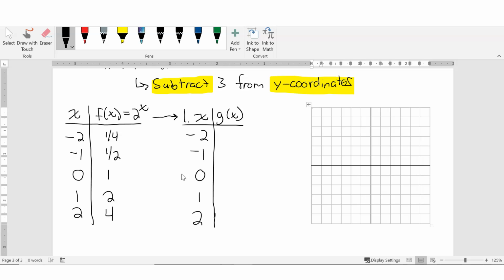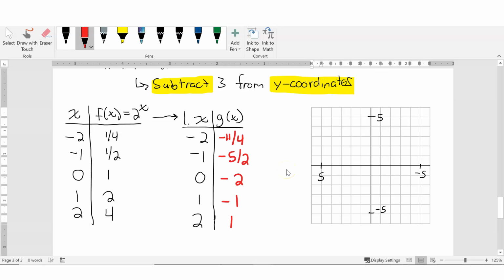Now there's a little fractional math here. So remember, 3 in fourths is 12 fourths. So 1/4 minus 12 fourths, that'll be minus 11 fourths, right? 1/2, well, 3 in halves would be 6 halves. So 1/2 minus 6 halves is a minus 5 halves. And then 1 minus 3 is -2. 2 minus 3 is -1. And 4 minus 3 would be 1.